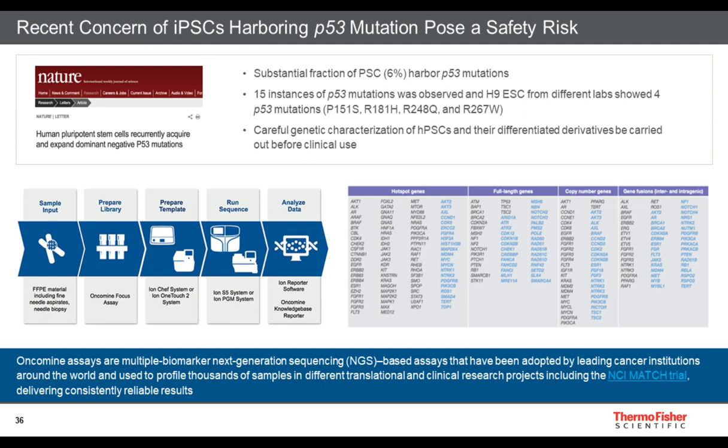So there's been recent concern of PSCs harboring p53 mutation, and that posing a safety risk. So a substantial fraction of PSCs, around 6%, harbor p53 mutations. There's 15 instances of p53 mutations that have been observed when a researcher with H9 ESCs from different labs. So the same cell line in 4 different labs harbored these mutations. And so careful genetic characterization of your pluripotent stem cells should be carried out before clinical use. And one of the ways that we can help support you with this is we have an Oncomine assay.